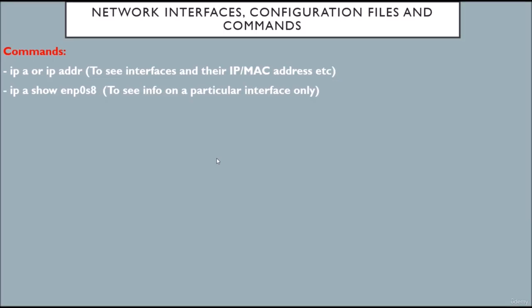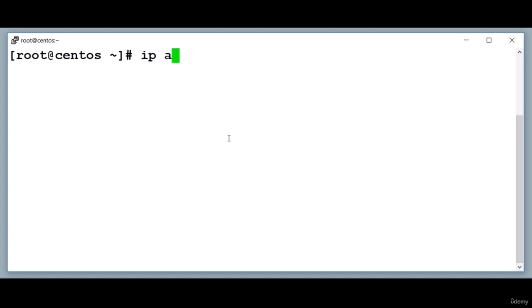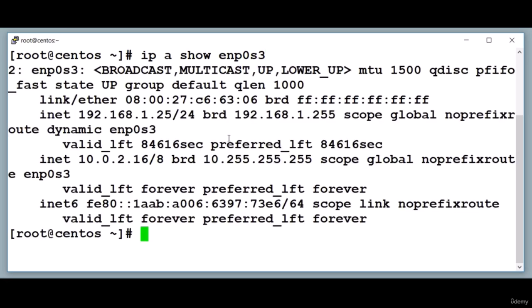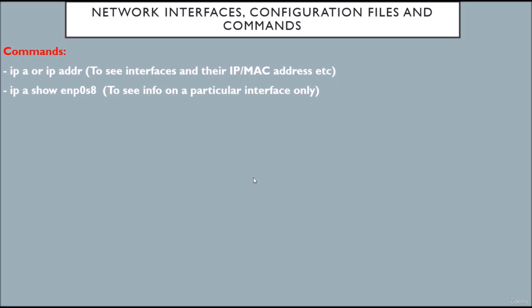So you can also run ip a show, and then you can mention the Ethernet adapter's name to see info on a particular interface only. So let's run that and see what it looks like. So I can run ip a show and the name of the adapter, in my case enp0s3. If I hit enter on that, it will give me the information about that particular interface only. If you have a different name, then you can run it with that name and it will show you the information of the IP address, the MAC address, etc., and how it's configured.